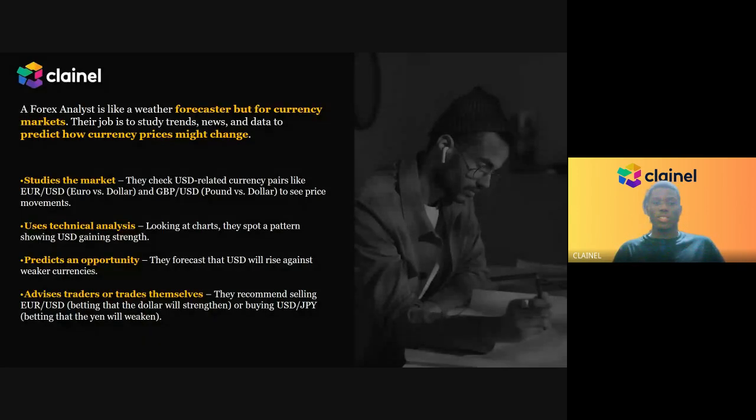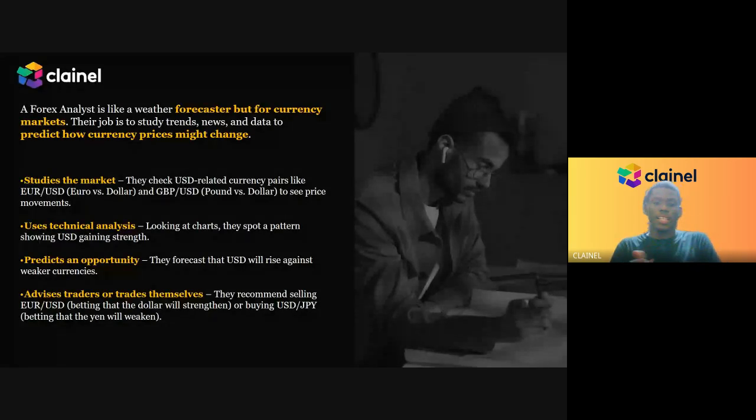So you have to study that particular currency pair as a forex analyst. You have to know what is happening in the United States, or what is happening in Great Britain right now. How can it affect their currency? It's going to make their currency price reduce in value, or it's going to make their currency price increase in value. Then uses technical analysis.